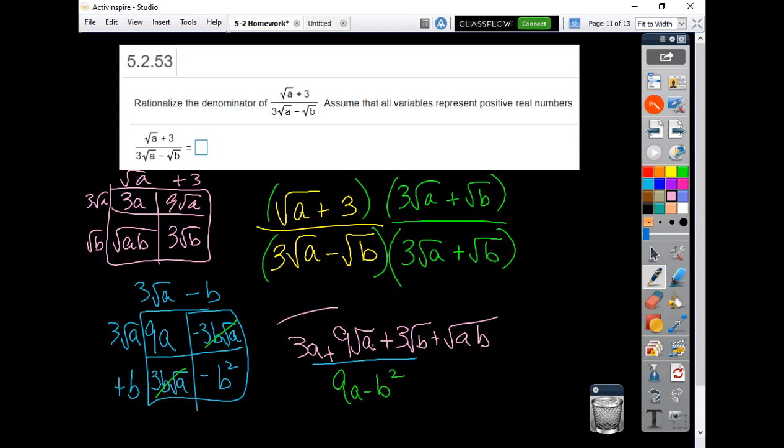They all stay separate. So the big idea though was to get rid of the radicals in the denominator. So that still looks like kind of a mess when we're done, but we did rationalize the denominator.